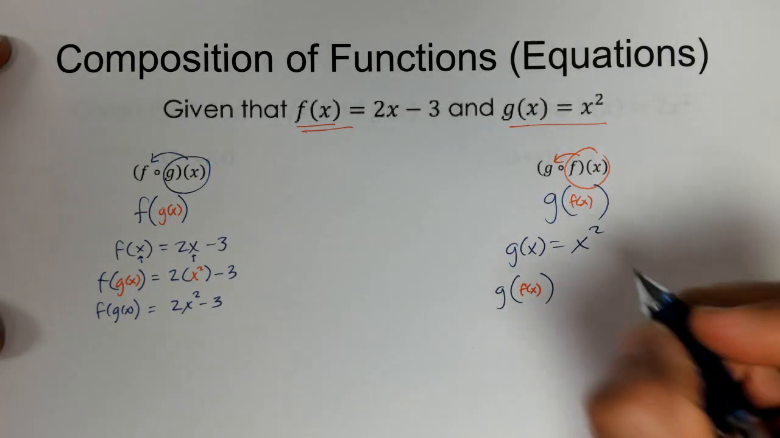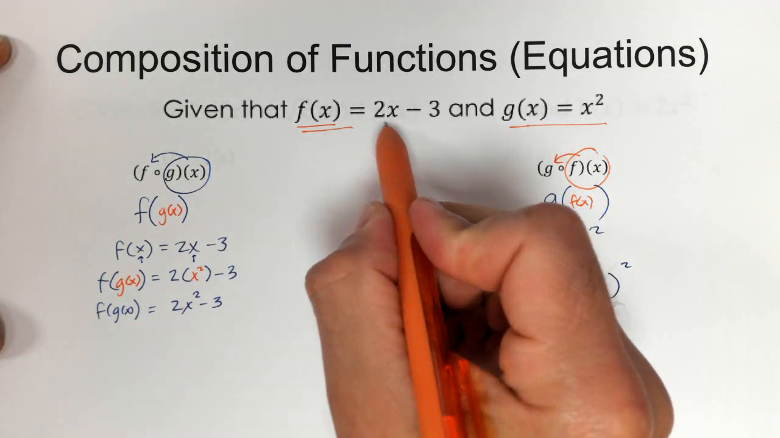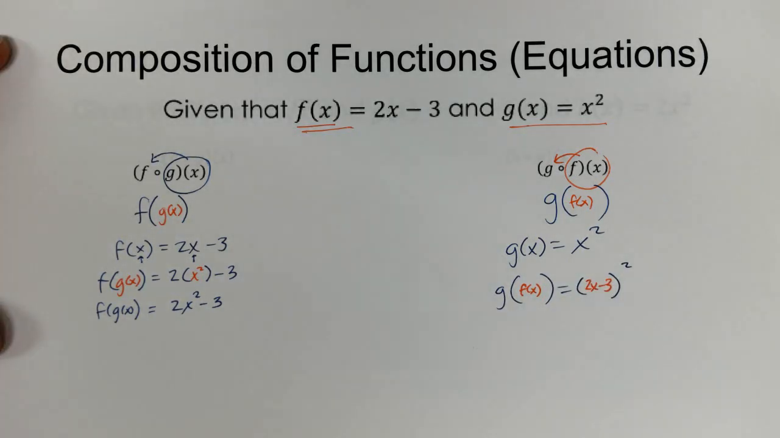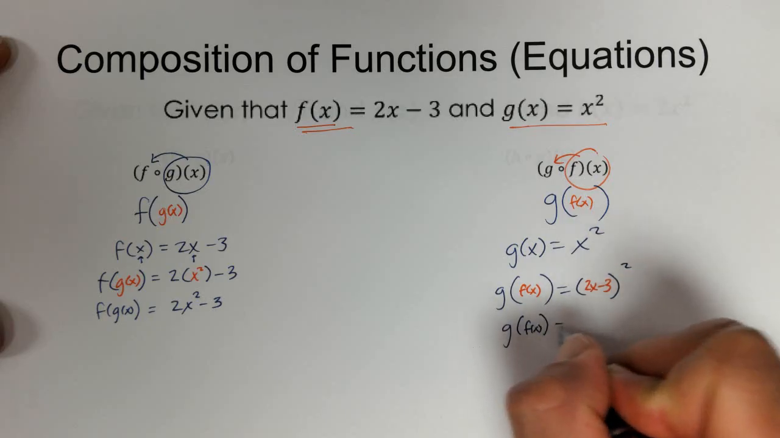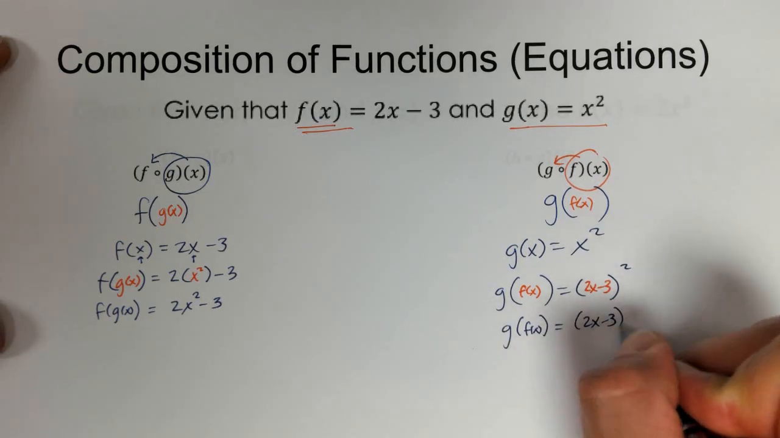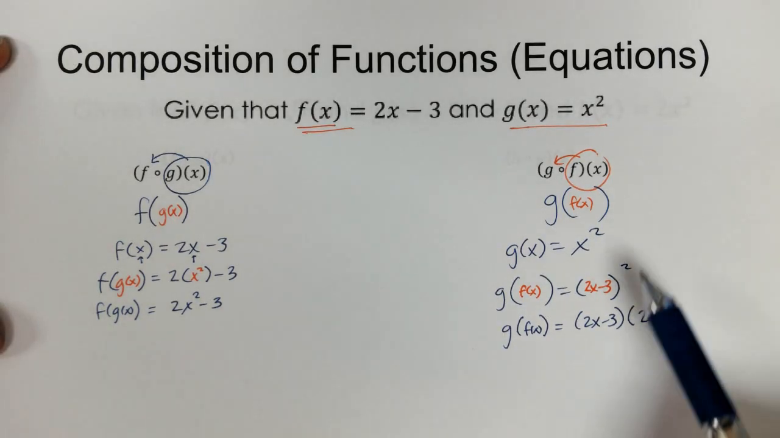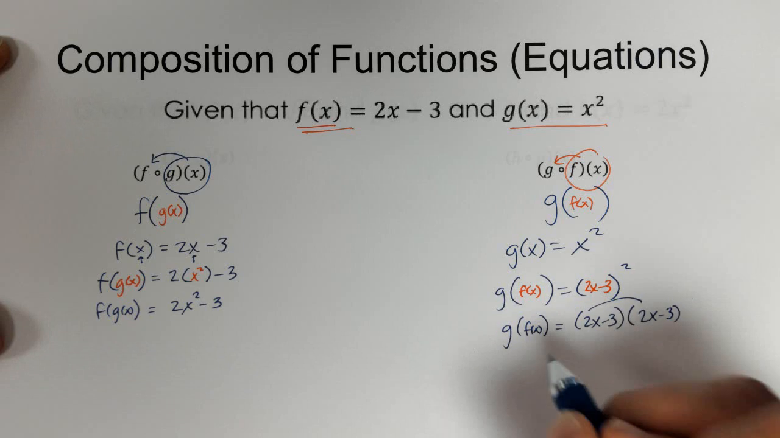And anywhere that I see an x, I'm going to replace it with the function f of x, which is 2x minus 3. The entire function becomes my input. And now here I can expand that, I can do FOIL, I can multiply and do the rest of the things, right? So now I have g of f of x equals 2x minus 3 squared, which means 2x minus 3 times 2x minus 3. Right? The exponent tells us how many times I'm going to multiply itself by. And now I can simplify this. I can multiply using FOIL.